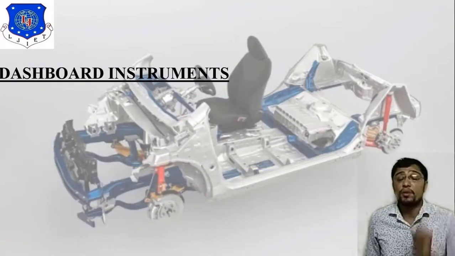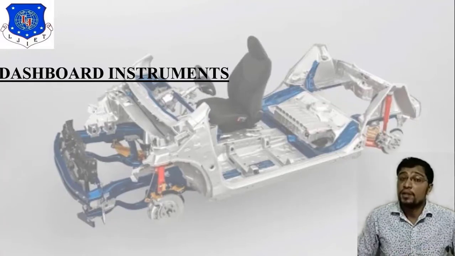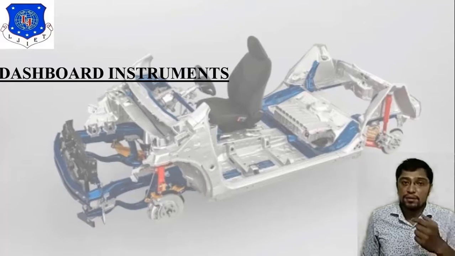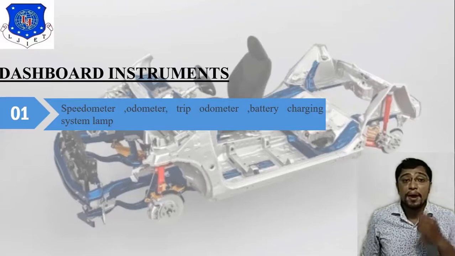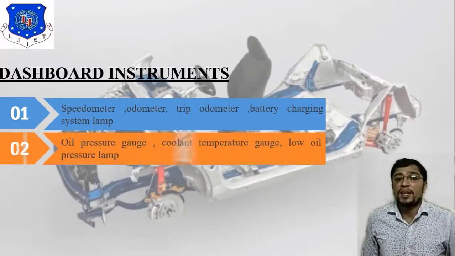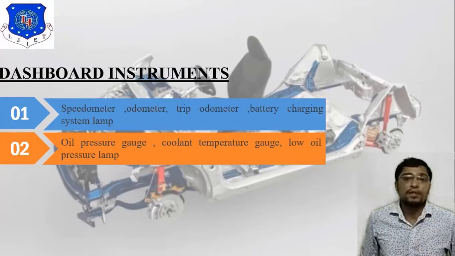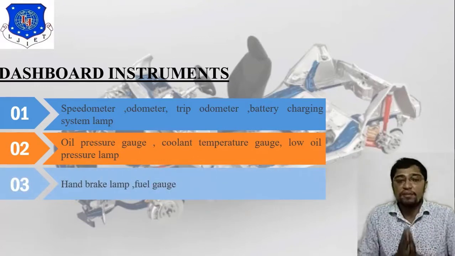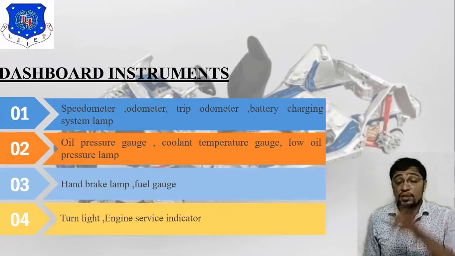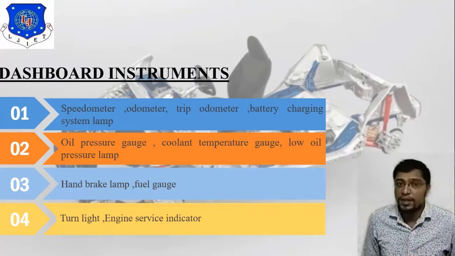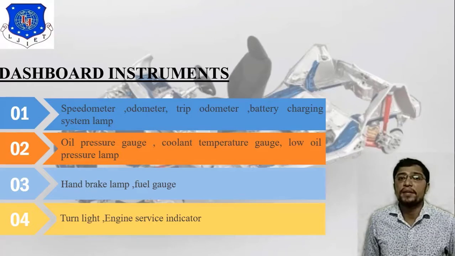Next one, that is dashboard instruments. As we all know about the car dashboard instruments, right? Let's focus on the first point, that is the speedometer. Second one, that is the odometer, trip odometer, battery charging system lamp. Then oil pressure gauge, coolant temperature gauge, low oil pressure lamp, handbrake lamp and fuel gauge. And last one, that is turn light and engine service indicator. So these are the main dashboard instruments in a car body, or you can say vehicle body, right? So move forward to the next slide.